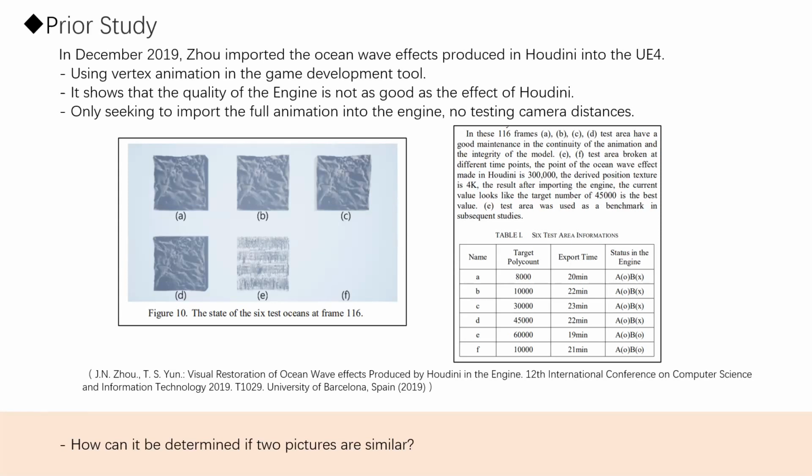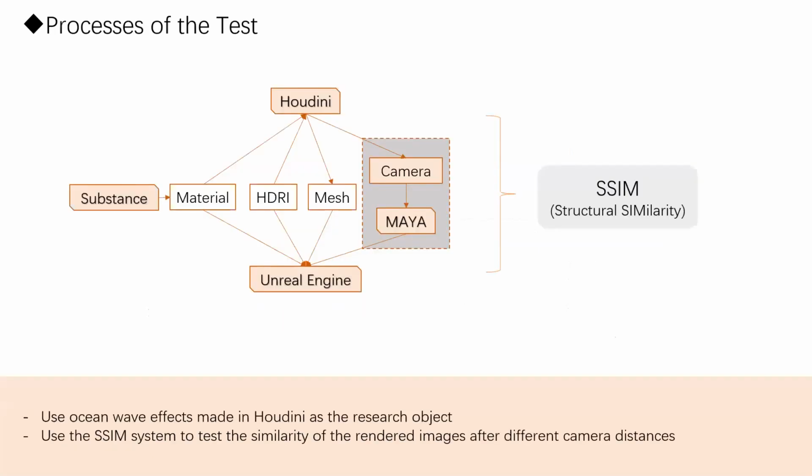So in this paper, we propose that at a certain camera distance, Houdini and the engine can achieve approximation that results in shorter final rendering time. We use the render images of the ocean wave effect at different camera distances as the object of comparison, using the similarity table derived from the image comparison system called SMARTCOM. So as to derive the highest similarity when the ocean wave effects in Houdini are imported into the engine, the camera distance value varied, to restore the Houdini render effect in the engine as far as possible.